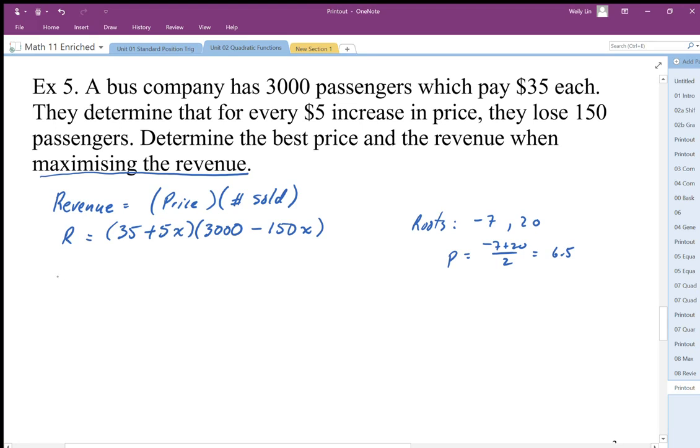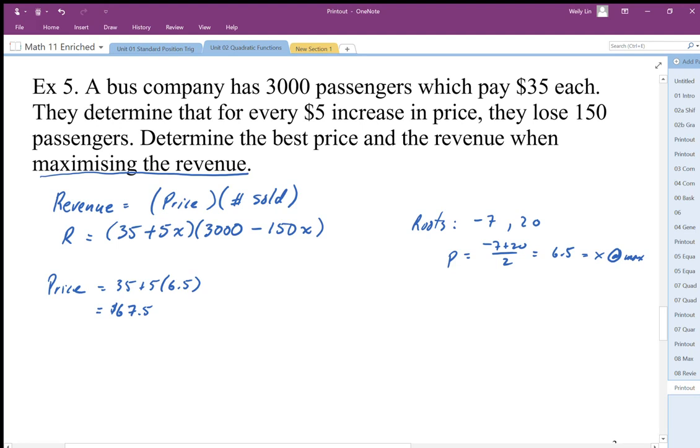The best price is going to be 35 plus 5 times, we solve for x as 6.5. So that's my x value at the max. Then working out the price, 5 times 6.5 is 32.5. So it's going to be $67.5. That's going to be the best price.